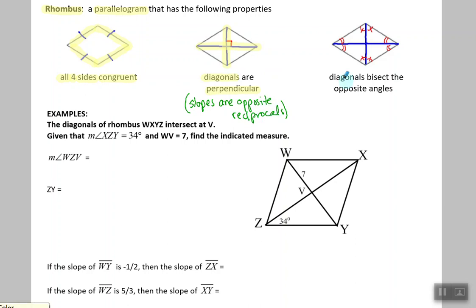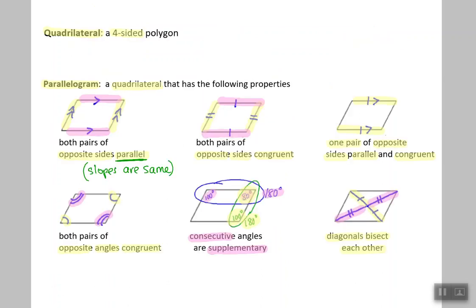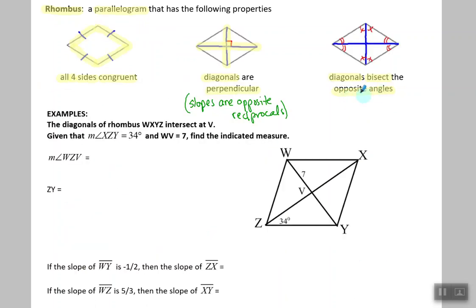Finally, in the rhombus, diagonals bisect opposite angles. Of course, because it's a parallelogram, diagonals do bisect each other, but they also bisect the opposite angles. That's what is shown here, how not only are these opposite angles congruent, but that angle is congruent to the one next to it because it's been bisected, and that angle is congruent to the one next to it. And similarly, this diagonal is bisecting the angle, so that angle is congruent to the one next to it, and that angle is congruent to the one next to it. The diagonals are bisected. Let's look at some examples.